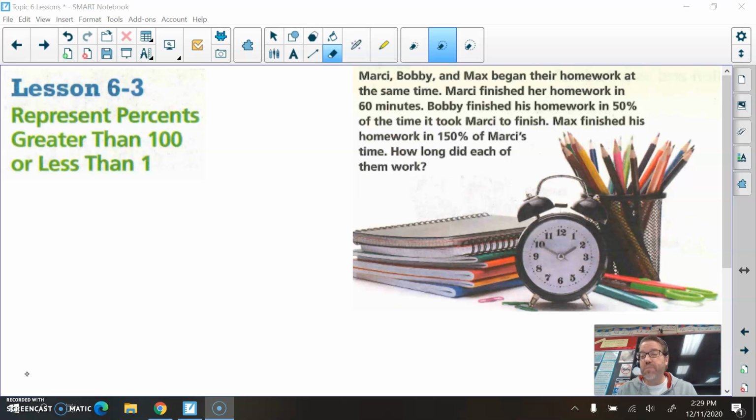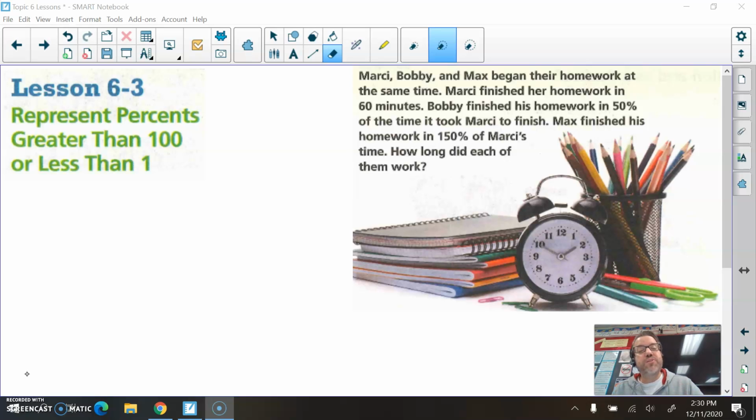And some of you might be thinking, but I thought 100% was everything. How could you have a percent that's greater than 100? Well, you can, and I'll show you that here in this example. Marcy, Bobby, and Max began their homework at the same time. Marcy finished her homework in 60 minutes. Bobby finished his homework in 50% of the time it took Marcy to finish. Max finished his homework in 150% of Marcy's time. How long did each of them work?